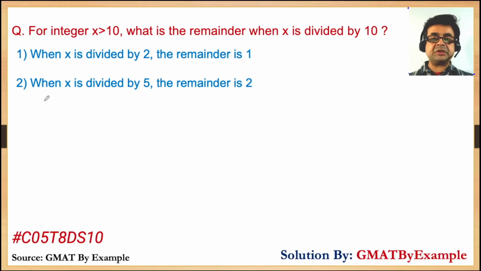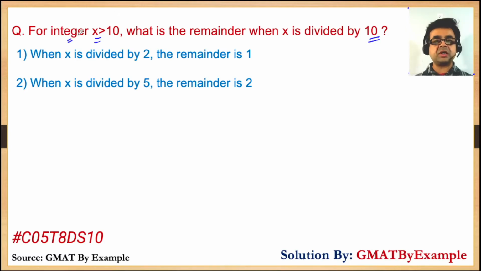So in this question, there are a few things given to us, right? So we are given that x is greater than 10. Why 10 specifically? As you can see, it is given to be greater than 10 because we want a remainder when x is divided by 10. It is also given to be an integer because you really can't talk about remainders for non-integer.